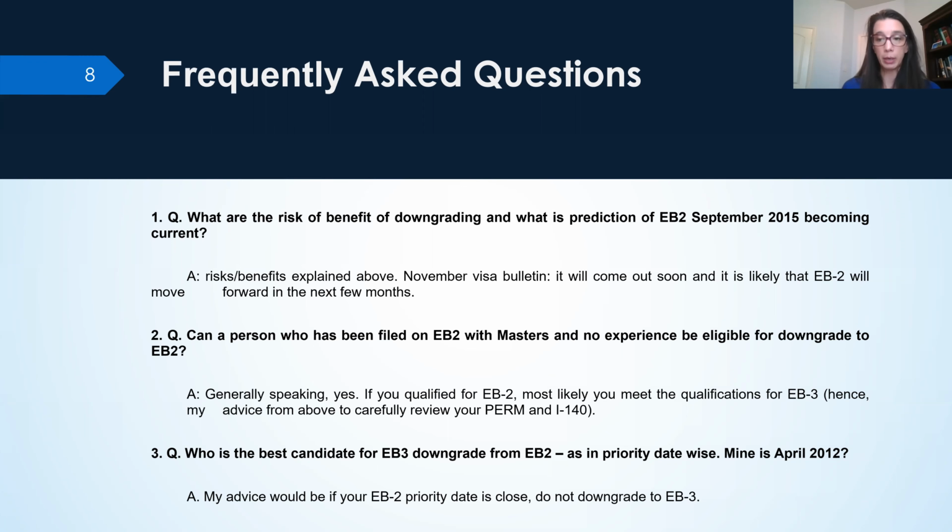The same applies to PERM. So if you were to file PERM now or in the near future, you will be subject to the new wages. And basically, from what I'm hearing, those are also very high right now. Some of them went like 50% more. So just something to think about, since the question is, who is the best candidate for EB3 downgrade. These are some things that you might consider depending on your situation, your company, and what's going on with your case. Okay.